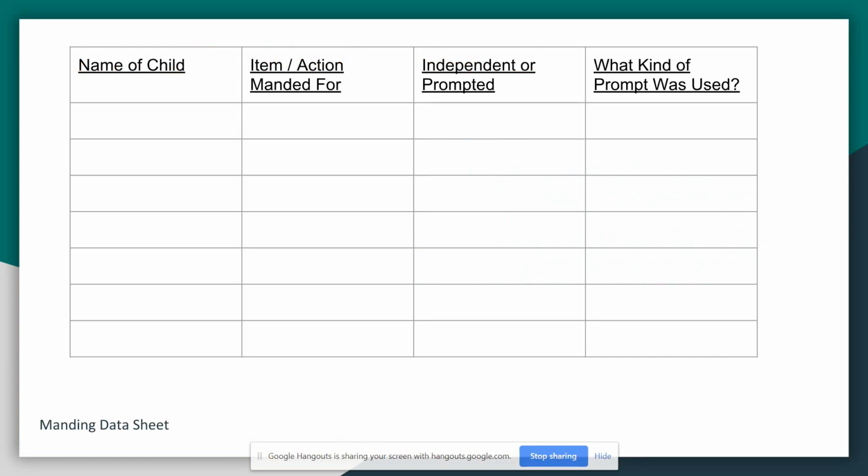On this data sheet, you will write down the name of the child, who is the one you're collecting data for. Next, you will write down the item or action that was manded for. Next, you will write down the kind of mand, whether it was independent or prompted. And then lastly, include what kind of prompt was used.